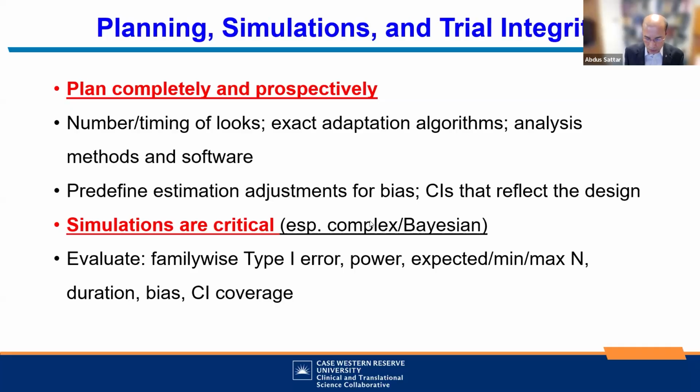I think these are the final slides here: planning, simulations, and trial integrity. For adaptive trial design, we have to plan completely and prospectively. The number or timing of looks for interim analysis, exact adaptation algorithms, analysis methods, and software should be clearly stated. Simulations are critical, especially if we are doing a Bayesian trial, where simulation is a way to conduct the study. And we have to evaluate the family-wise type 1 error, power, etc.